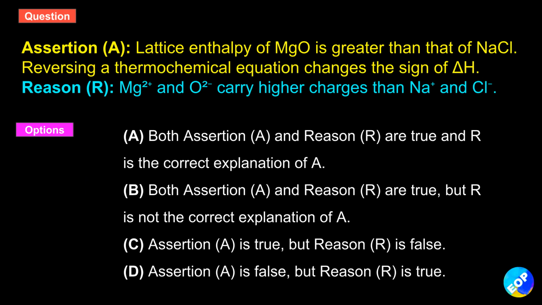Assertion A says lattice enthalpy of MgO is greater than that of NaCl. Reason R is because Mg2+ and O2- carry higher charges than Na+ and Cl-. Answer is both A and R are true. R is the correct explanation.